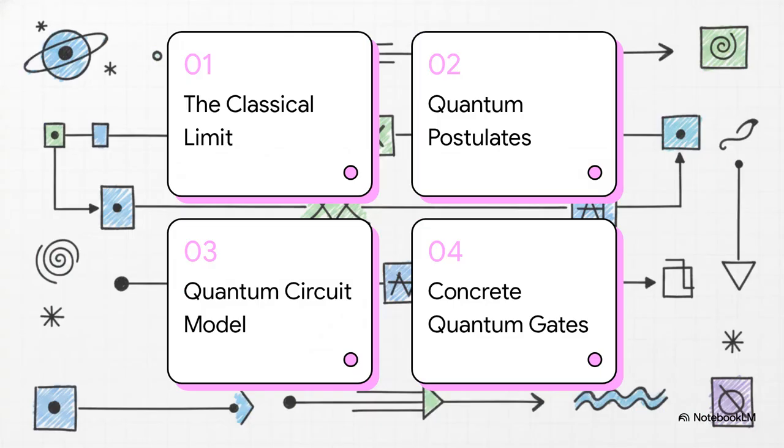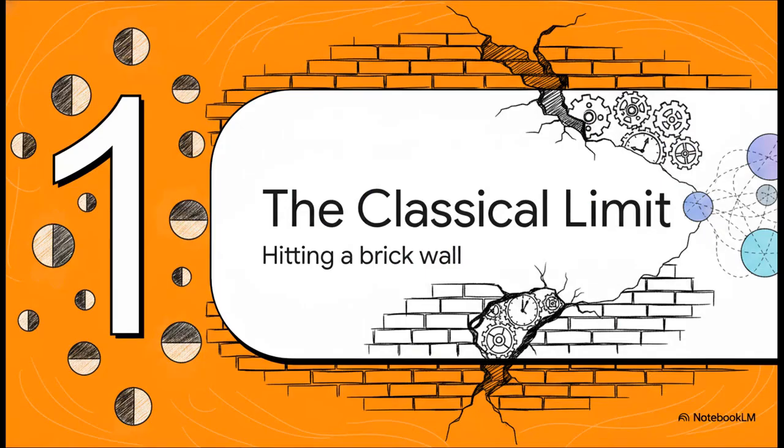So, here's our roadmap for today. We'll start with the classical limit, move into the 4 quantum postulates, explore the quantum circuit model, and wrap up with some concrete quantum gates. All right, part 1, the classical limit.